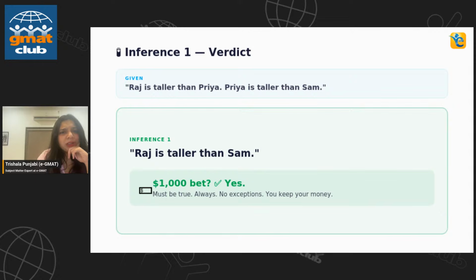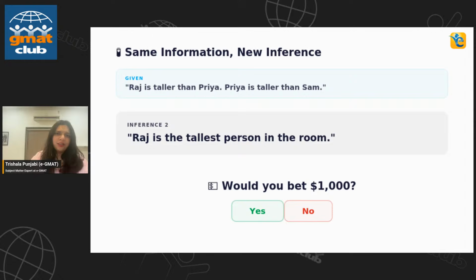It is absolutely a valid inference, right? It's very obvious. If A is bigger than B, B is bigger than C, A is bigger than C. That is something which is always going to be true. That must be true, yes, no exceptions. Okay? Now, if we look at this, Raj is taller than Priya, Priya is taller than Sam. Can you draw the inference that Raj is the tallest person in the room? Can you actually bet $1,000 on that he is the tallest person in the room? Yes or no?